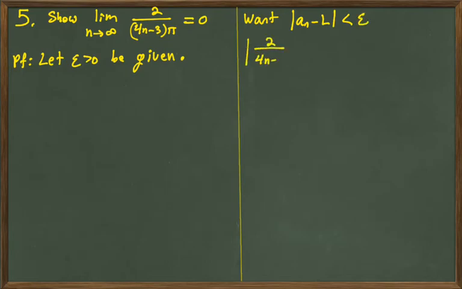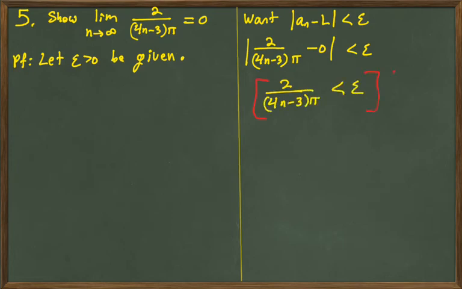So that's 2 over 4n minus 3 times pi, minus the limit of 0. We want that to be less than epsilon. So 2 over 4n minus 3 times pi is less than epsilon. We're going to go ahead and multiply by the reciprocal here. Okay, so 4n minus 3 pi over 2, and then we'll also put an epsilon in the denominator.